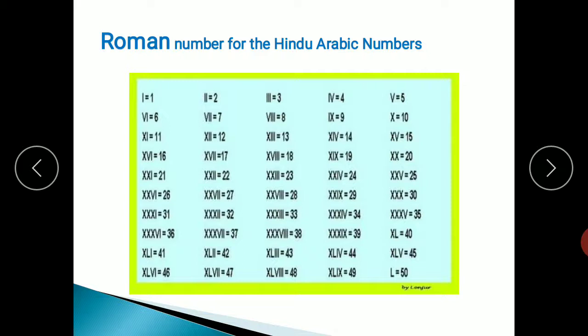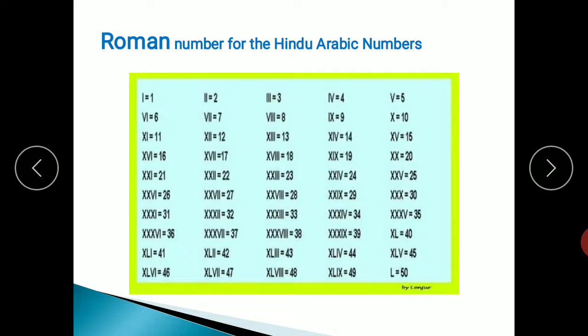So these are the symbols we can write. 1 we write as I, then 5 we write as V, then we write 10 as X, then 50 we can write as L. And for 100 we can write C. Let us see.